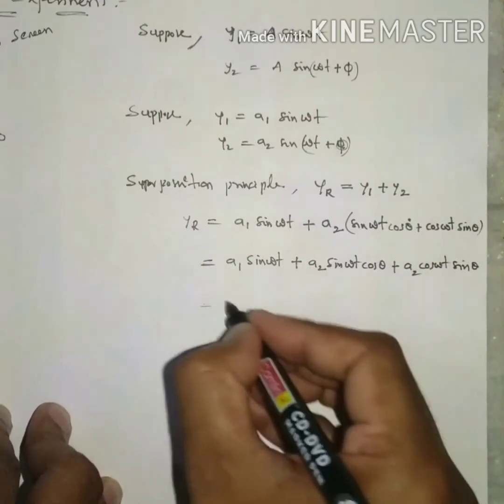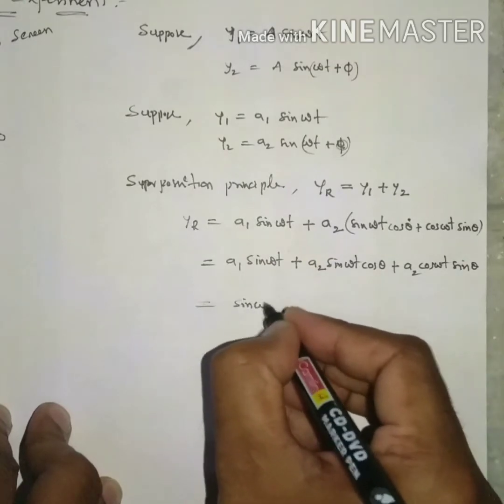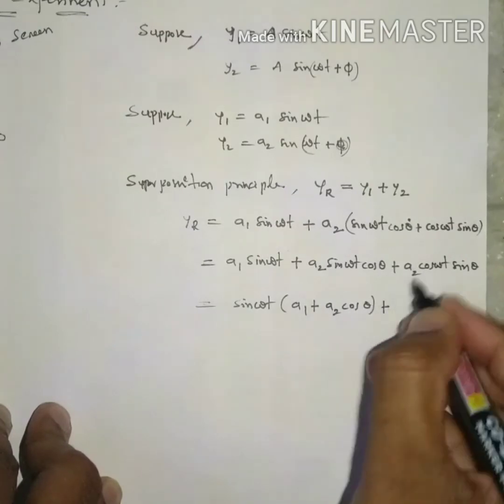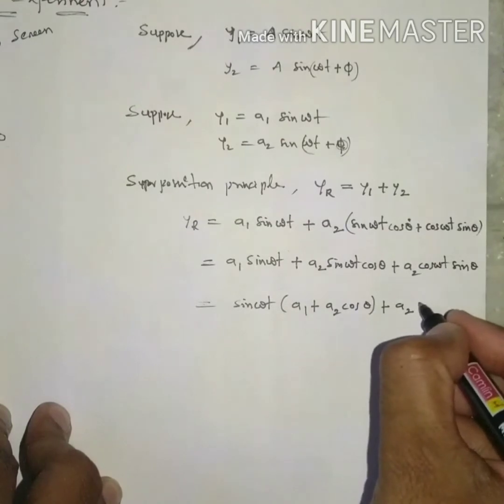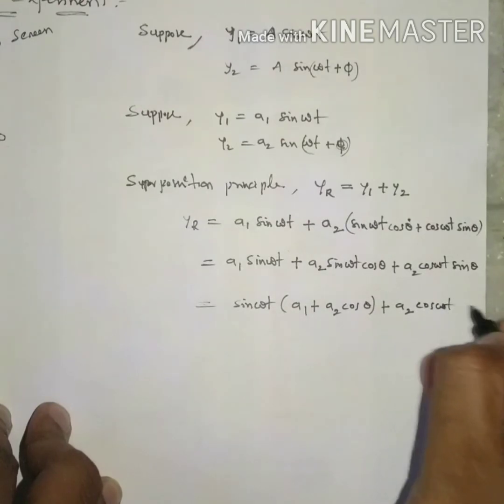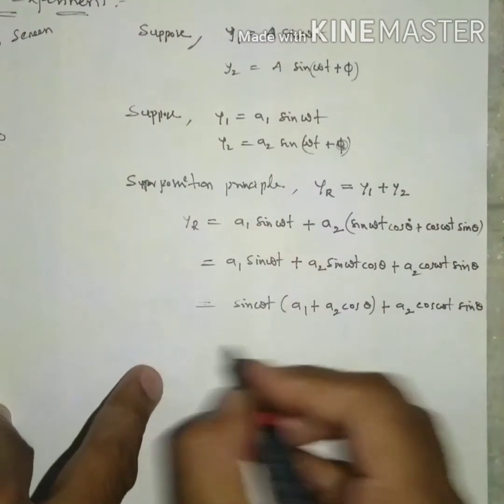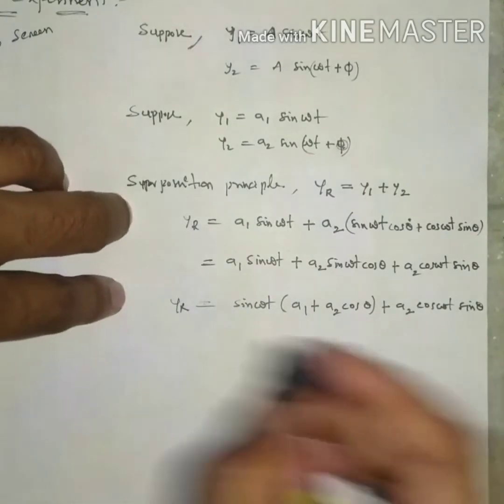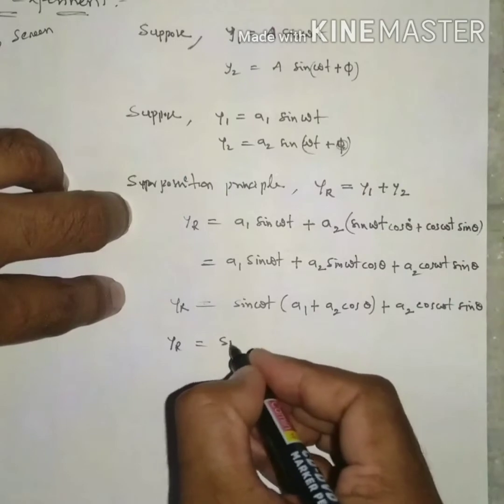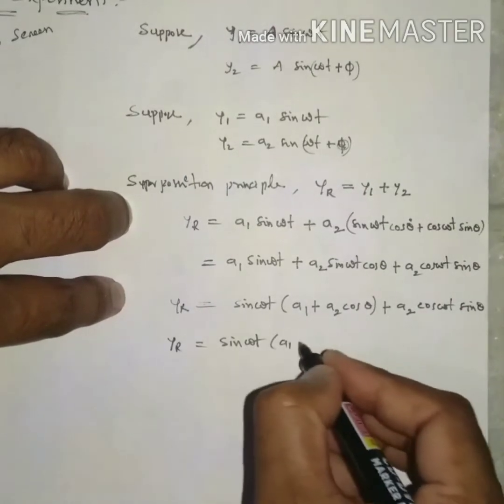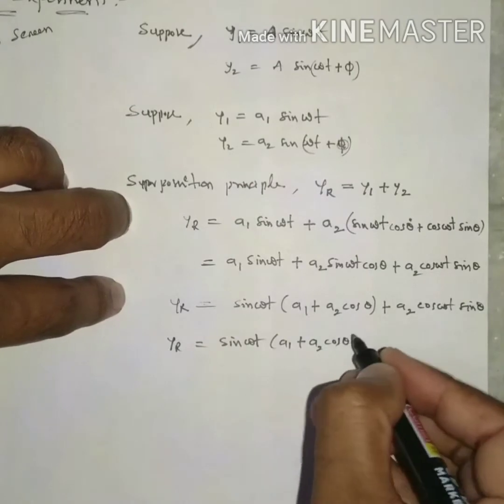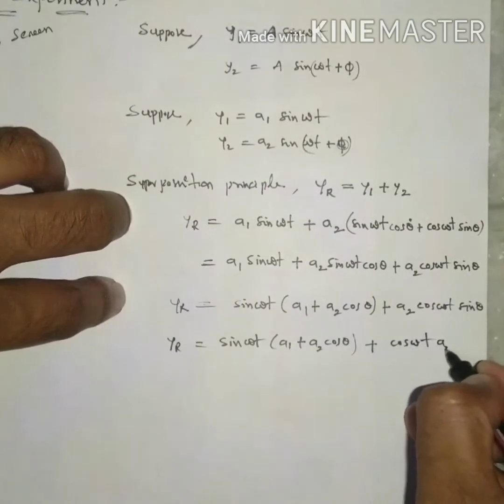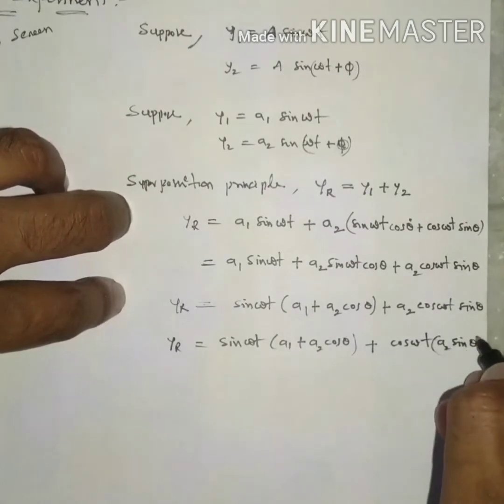Out of these terms, which one is common? sin ωt is common, so we get (a1 + a2 cos θ) sin ωt + a2 cos ωt sin θ. For convenience, we can write one more equation: y_r = sin ωt (a1 + a2 cos θ) + cos ωt (a2 sin θ).